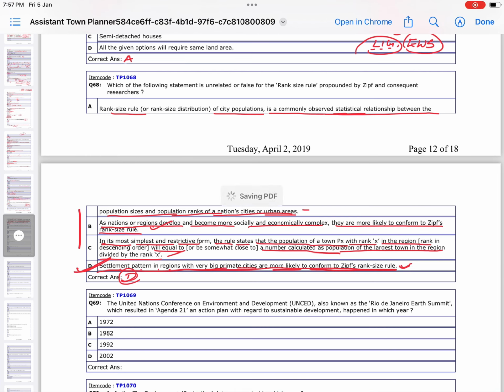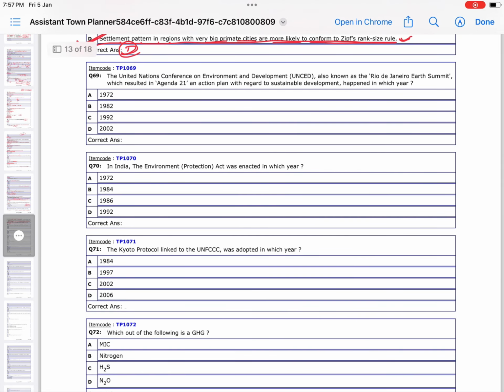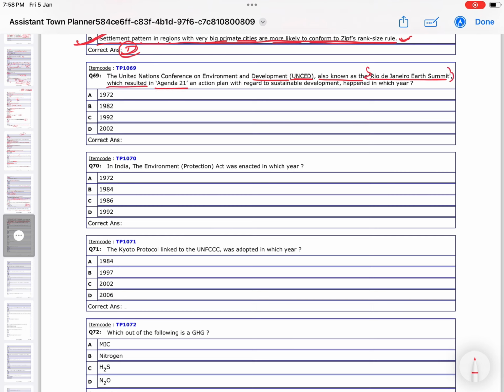Moving on to question number 69. The United Nations Conference on Environment and Development, UNCED, also known as the Rio de Janeiro Earth Summit, you must have heard of it, which resulted in Agenda 21, as we all remember, and it is a very famous term. You will hear it many times when you read more about environmental science. An action plan with regards to sustainable development happened in which year? I remember it because I was reading about it. It was in 1992. 1992 is the correct answer.